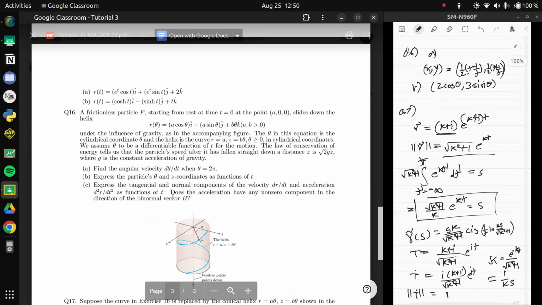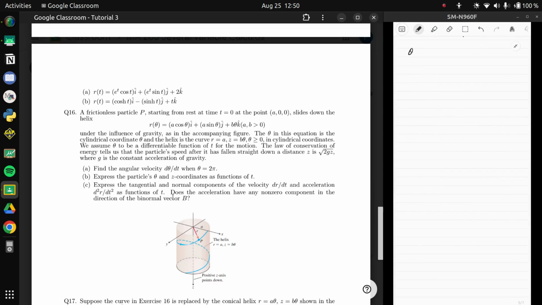Question 16 is, a frictionless particle starting from rest at time equal to 0 at a point (a, 0, 0) slides down the helix under the influence of gravity, as in the accompanying figure. The theta in this equation is the cylindrical coordinate theta, and the helix is the curve r equal to a, z equal to b theta. So it's (r, theta, z), cylindrical coordinates.